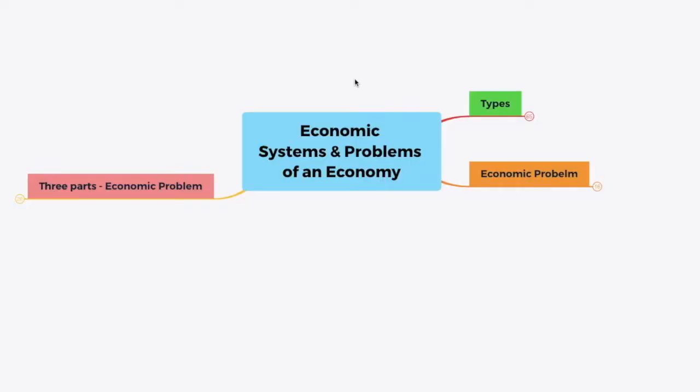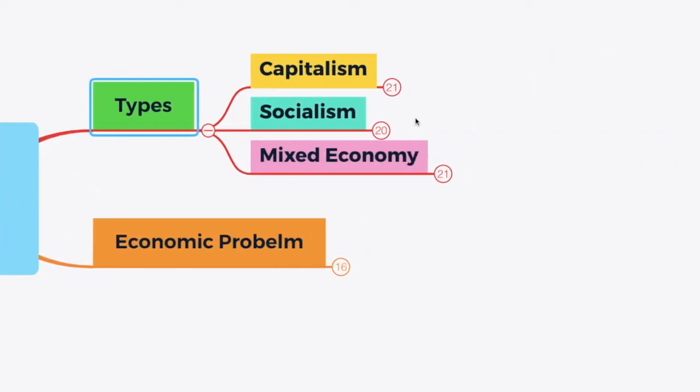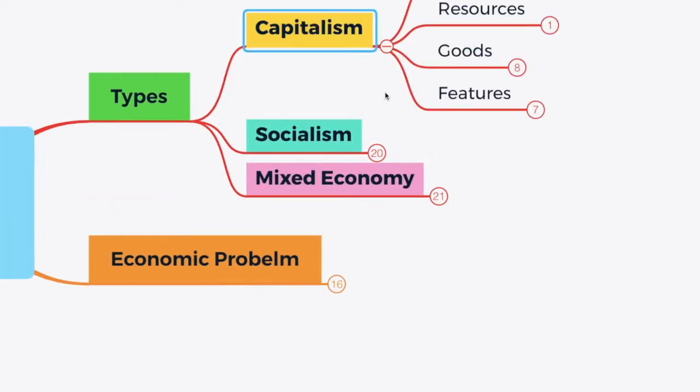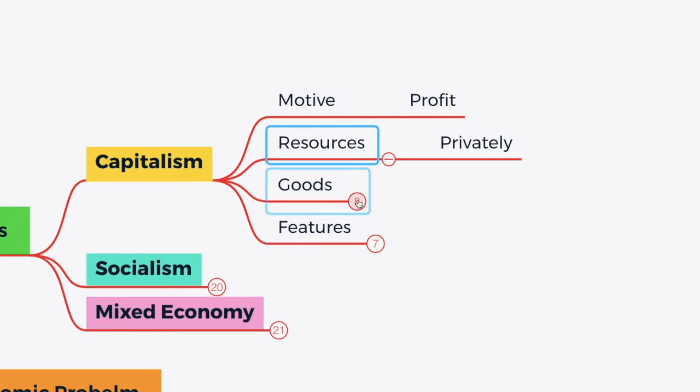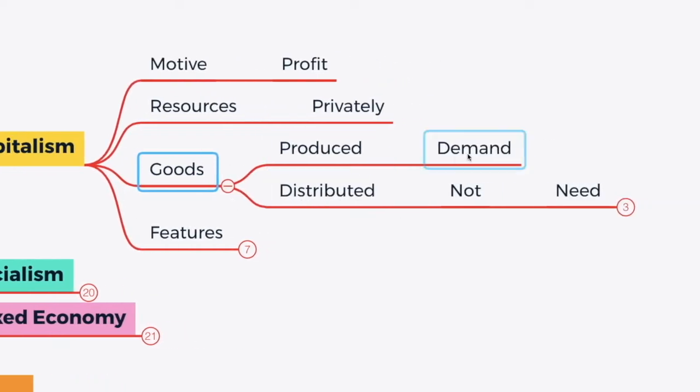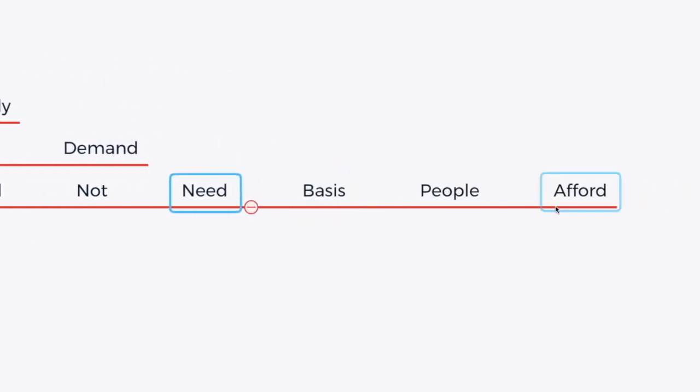Economic systems and problems of an economy. There are three types of economic systems. First is capitalism, second is socialism, and third is mixed economy. Let's understand capitalism. In capitalism, the main motive is to make profit. Resources are owned privately and the goods are produced on demand and distributed not on the need but on the basis of what people can afford.